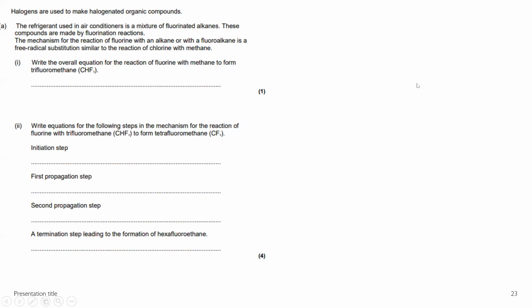Now let us move to the questions. So we have the first question. It says that a refrigerant used in an air conditioner is a mixture of fluorinated alkanes. These compounds are made by fluorination reaction. So write the overall equation for the reaction of fluorine with methane to form trifluoromethane.